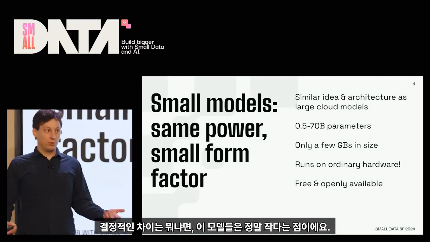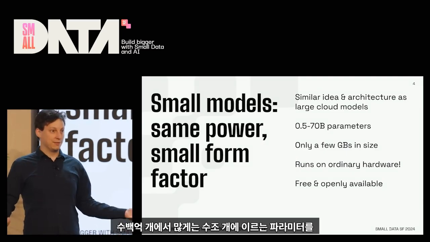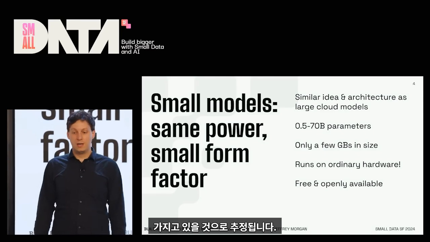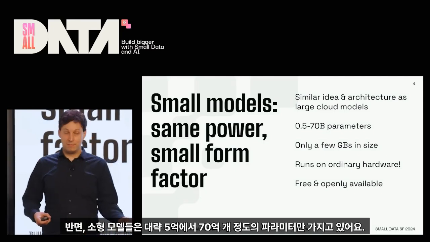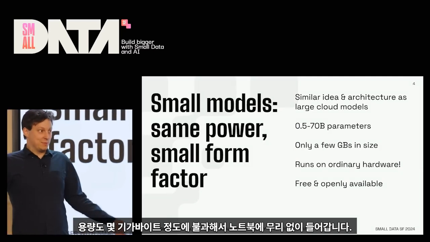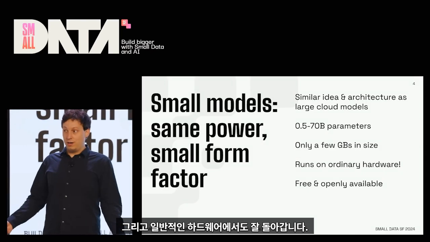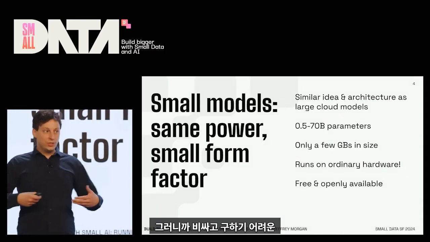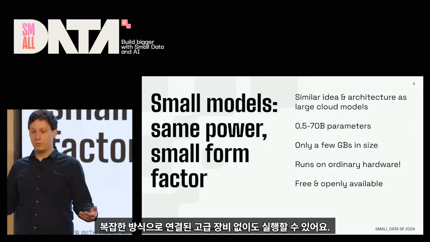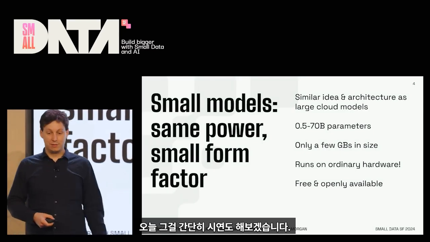The difference, though, is that they're really small, whereas these cloud models, although they're not disclosed, probably have hundreds of billions of parameters, or even trillions of parameters. These small models only have maybe 0.5 to 70 billion parameters. They're only a few gigabytes in size, which means they definitely fit on your laptop. I mean, heck, they even fit on a phone. And they run on ordinary hardware, so you don't really need these really expensive, hard-to-buy clusters of GPUs all wired up in a special way to run them. You can actually run them right here on your existing computer, and I'll show a little bit of that today.